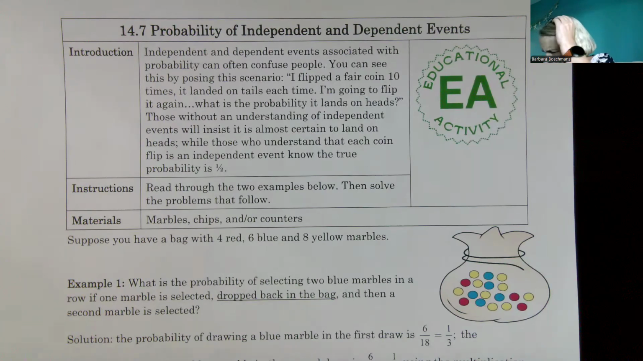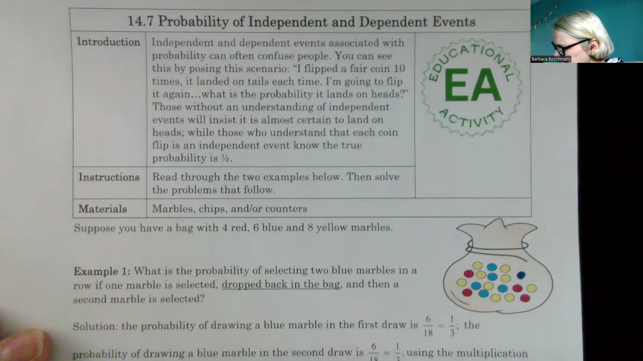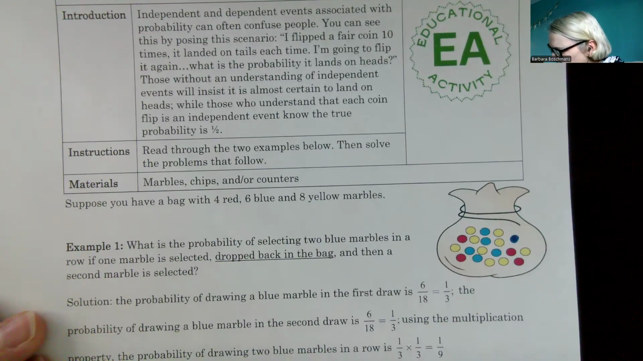So suppose you have a bag with 4 red, 6 blue, and 8 yellow marbles. Okay, they're missing a blue one. I'll add the blue one. Example 1, what is the probability of selecting 2 blue marbles in a row if one marble is selected, dropped back in the bag, and then a second marble is selected?